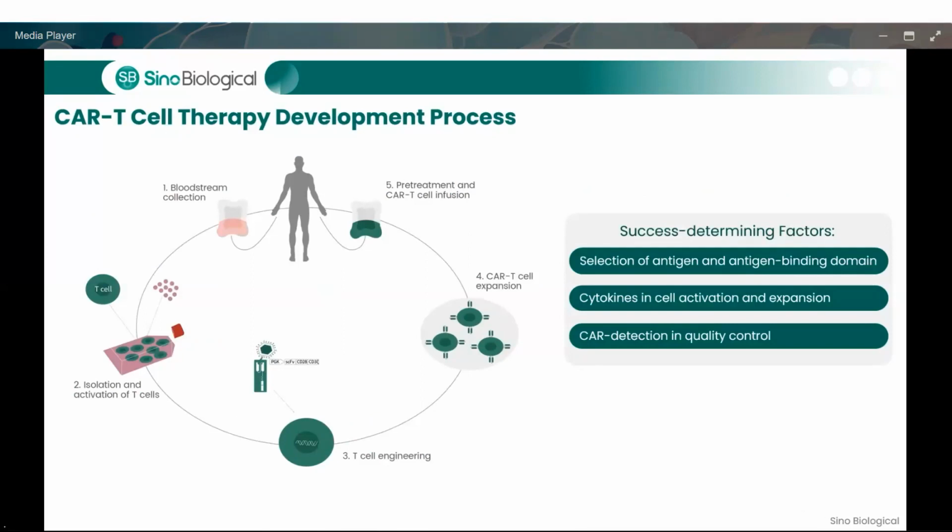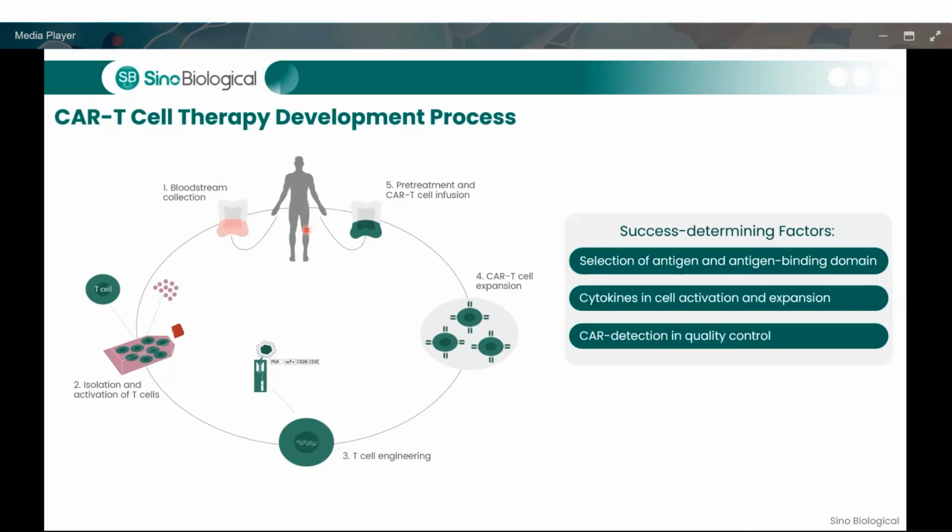CAR-T cell therapy has been rapidly developing in recent years. Unlike traditional cancer therapy, CAR-T cell therapy is considered a living drug and personalized therapy, which uses the patient's own immune T cells to attack cancer cells. The entire process of the CAR-T therapy can be divided into these 5 steps.